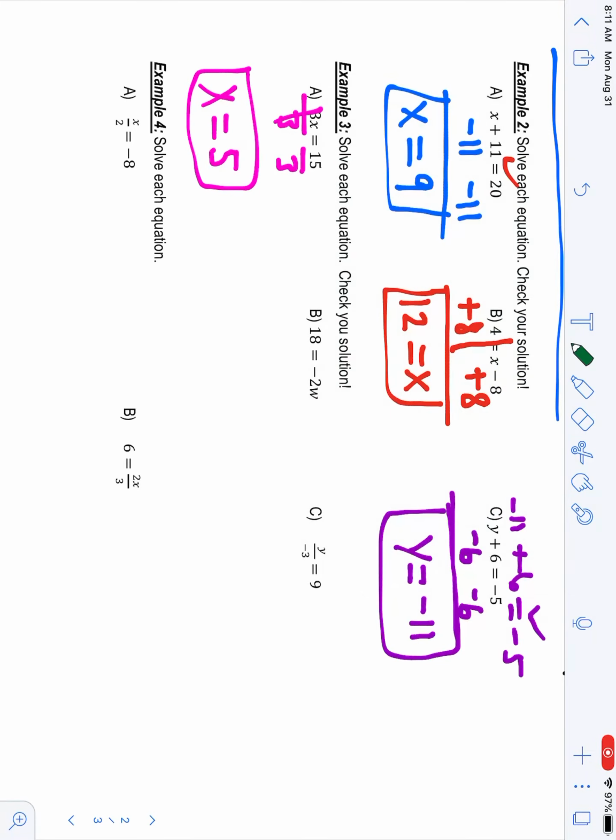Now, in letter B, same thing. All they did was flip it. Remember, our goal is to get the letter by itself. To move this negative 2, I have to divide both sides by negative 2. Well, that tells me 18 divided by negative 2 is negative 9, and that's for w.